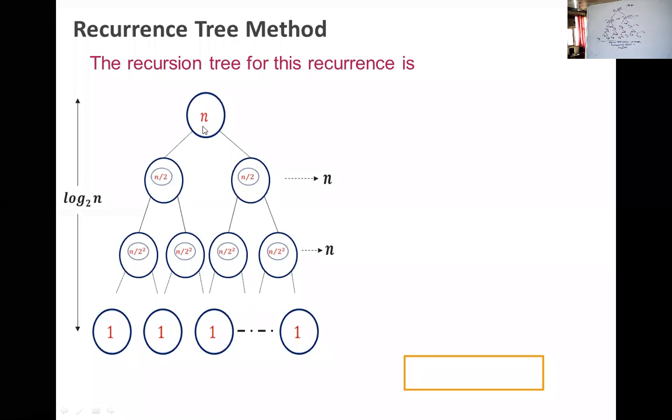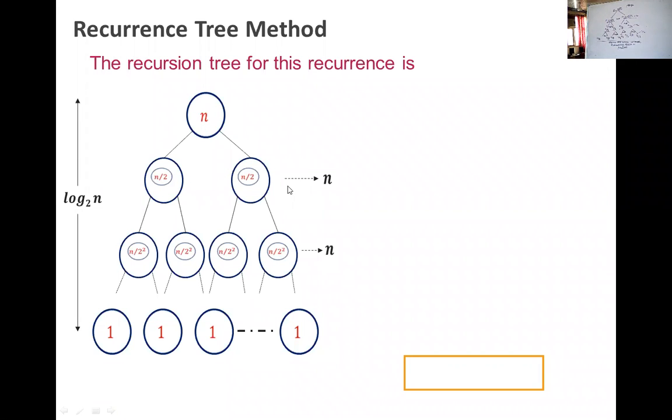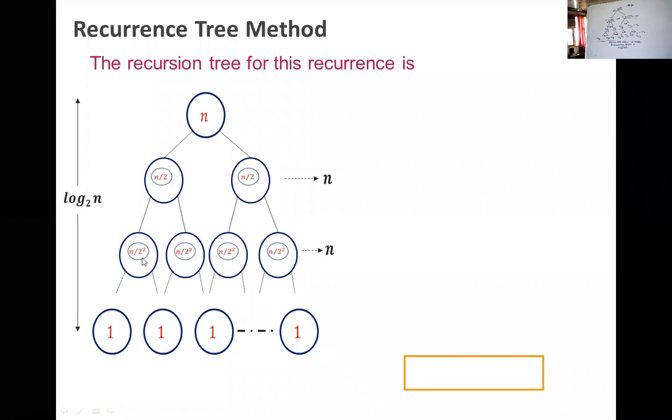See here n elements are divided into n by 2 and here n by 4. N by 4 means n by 2 raised to power 2. And again n by 2 raised to power cube, it will go and it will reach where n is equal to 1. But everywhere we are combining the n elements. So it is equal to log n. Fine. Is it clear?